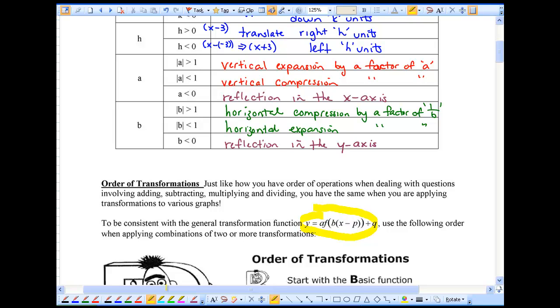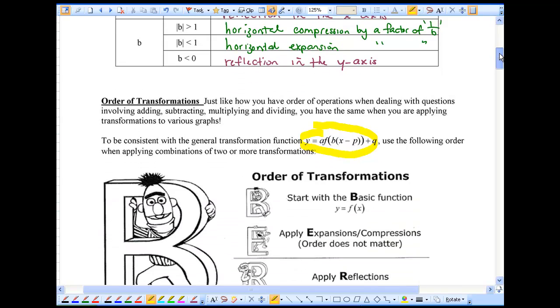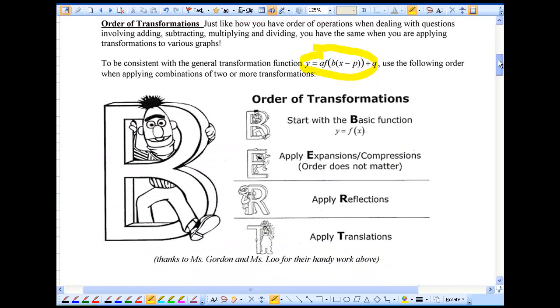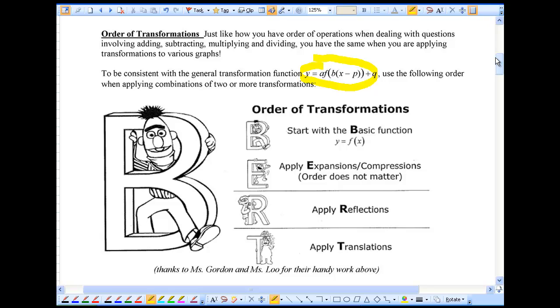Use the following order when applying the combinations of two or more transformations. This little graphic, I must give a shout out to Miss Lou and Miss Gordon, my math sister and my math mommy. Yes, we have math brothers, sisters, and mums. Don't ask, okay? Just be happy. Here we go. It's something called BERT, and really, if we're looking at doing transformations, we always start out with a basic function, whatever it will be, like the regular one, and then the E stands for do the expansion and compressions, or what we call the stretches.